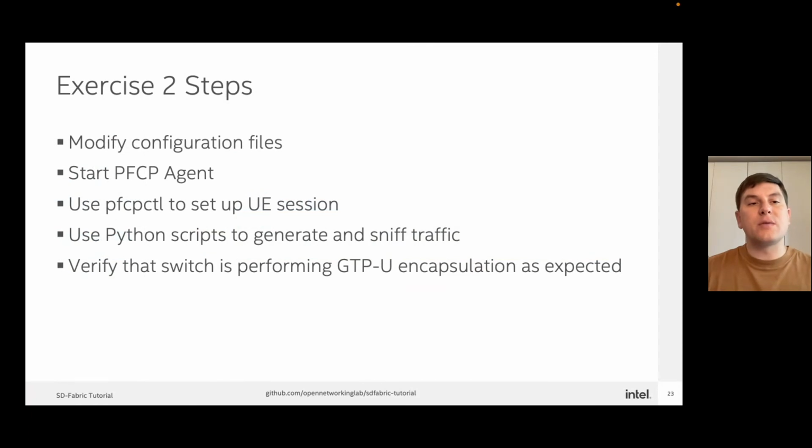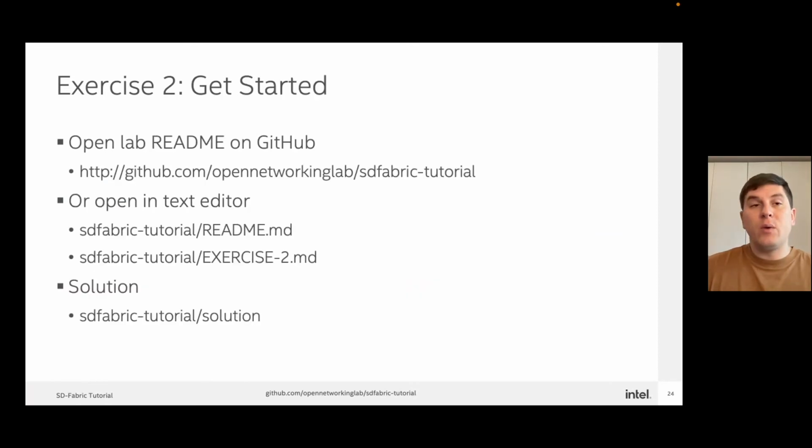So here are the steps of the exercise. We're going to start by opening up and modifying the configuration files for PFCP agent and UP4. We're going to start the PFCP agent container, and then we're going to use PFCP Cattle to set up a UE session. Finally, we're going to use some Python scripts to generate and sniff traffic and observe whether switches are performing GTP encapsulation as expected. If you want to work on the exercise on your own, remember that instructions are available on our GitHub repo.